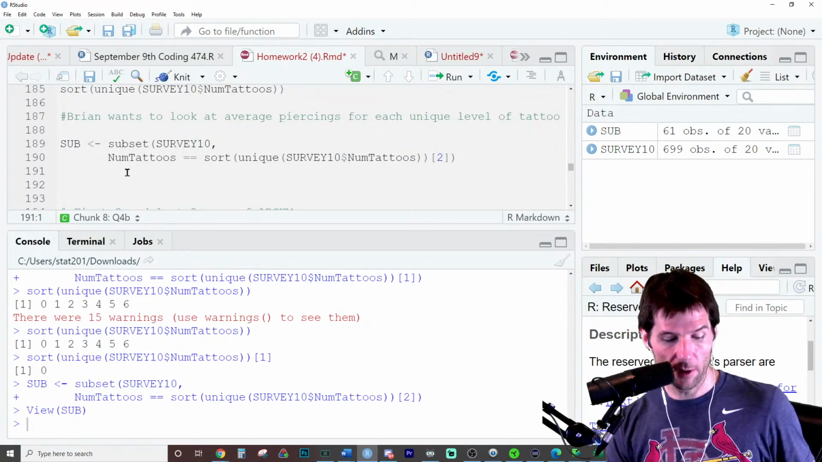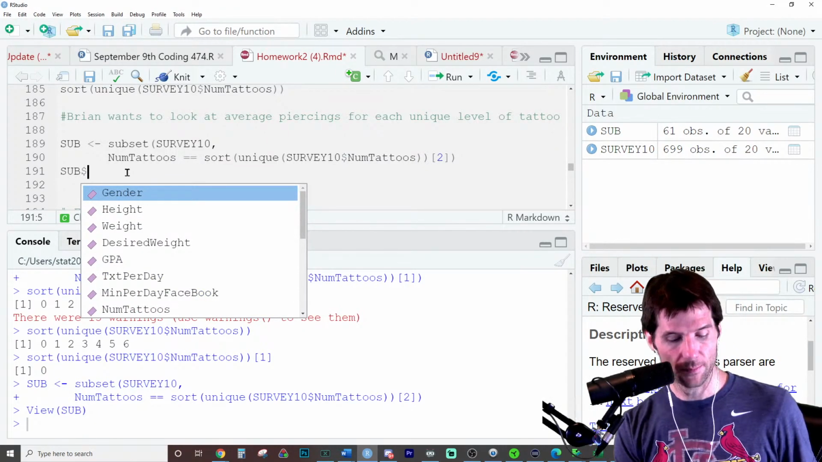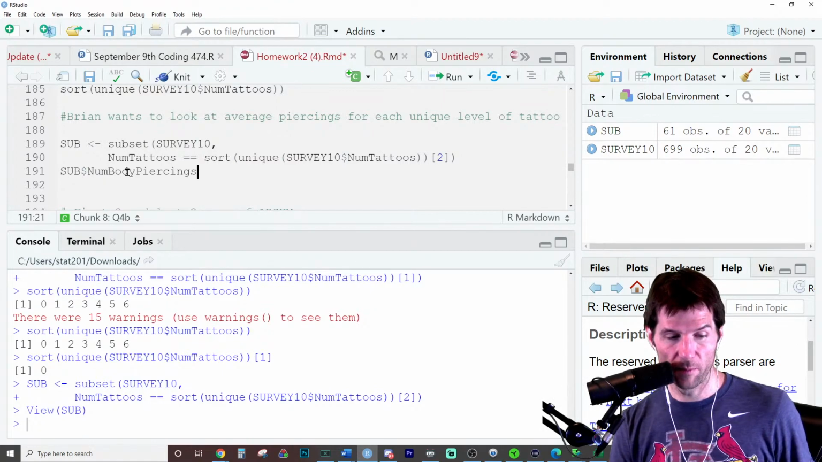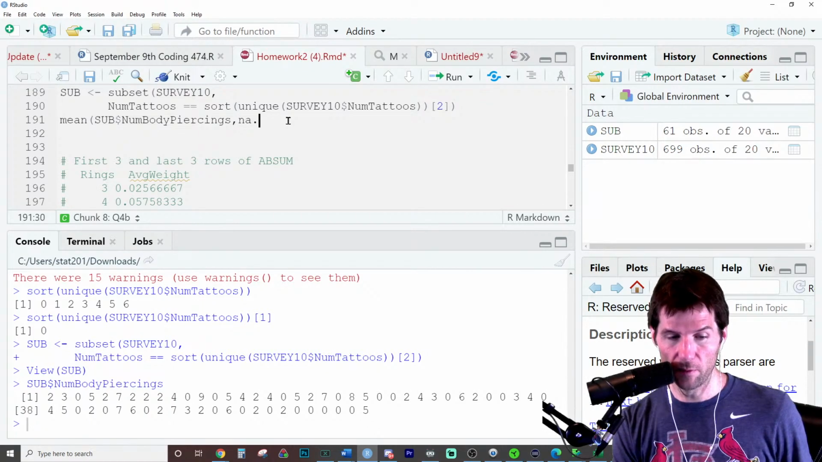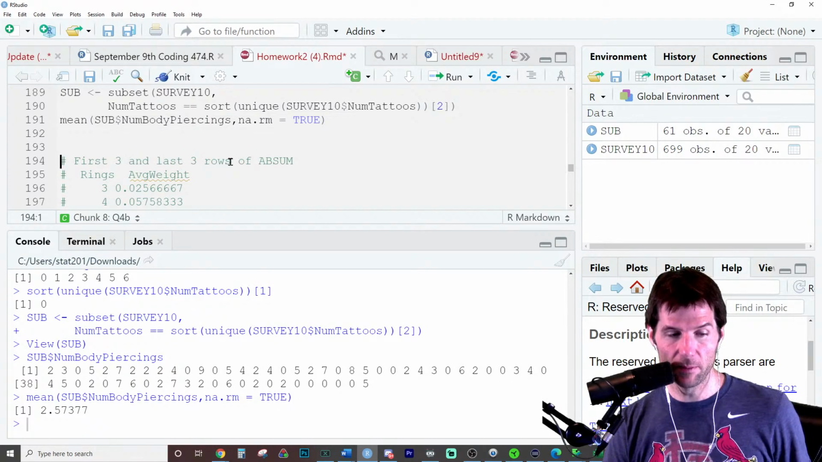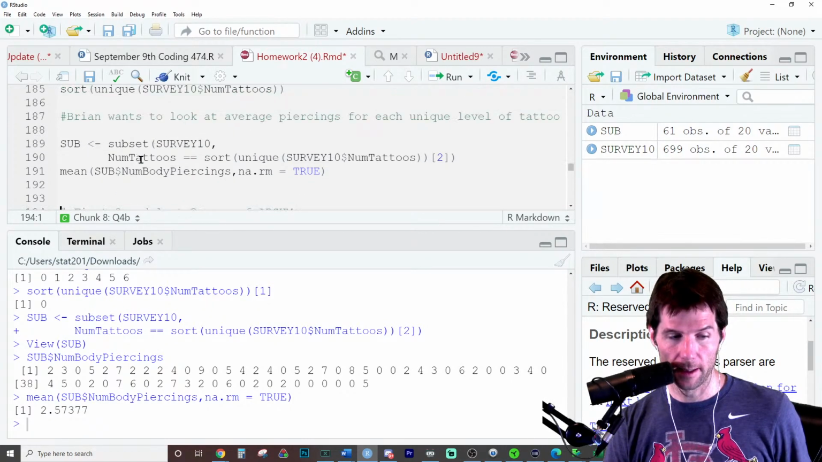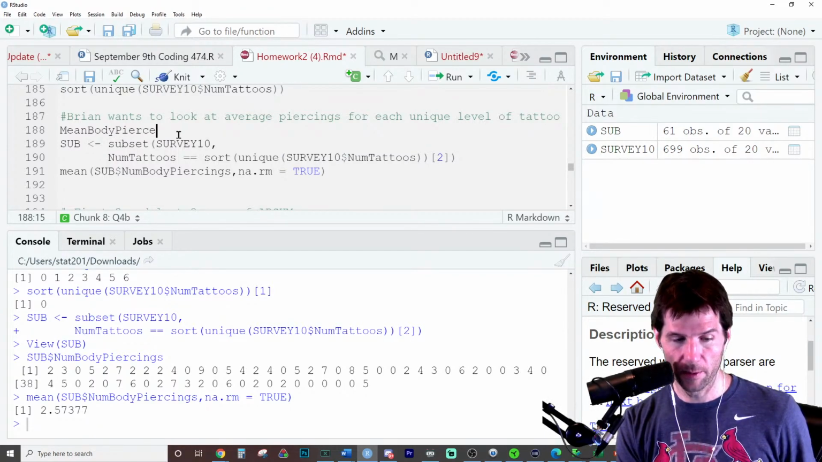So when we run this right here, we want to go to our sub, and in the sub we want to get, and this is just our made up question, the number of body piercings they have. There's their body piercings. And we want to go to the mean of the number of body piercings. We can do na.rm just in case there's NAs. I don't think there are. But that's the mean for this group right here. And then here's where it gets interesting. Mean body pierce.